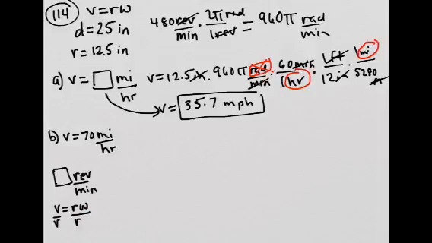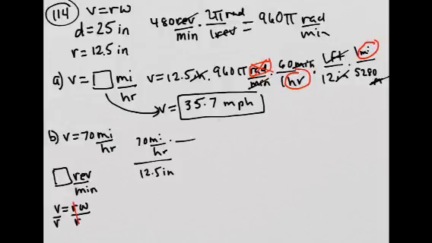So I'm solving for it. I'm dividing both sides by r, and so this is canceled. So V over r equals omega. So V over r. I'm going to write it again right here. So 70 miles per hour, that's V, over r, the radius is 12.5 inches. I'm going to convert miles to inches so I can cancel that unit.